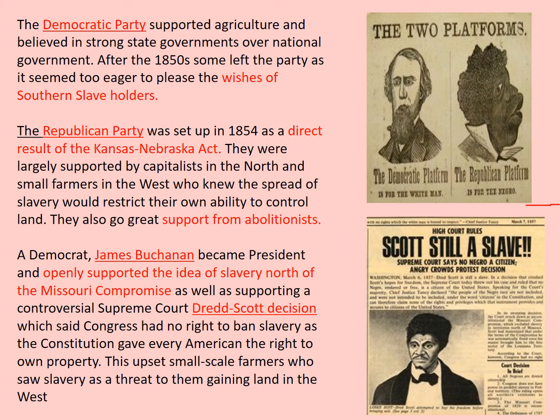And he supports a controversial Supreme Court judgment, the Dred Scott decision, which said Congress had no right to ban slavery. So it's saying that states have got the power to keep slavery going. So if anything, we got the focus on the Southern states, those who wanted to maintain slavery.